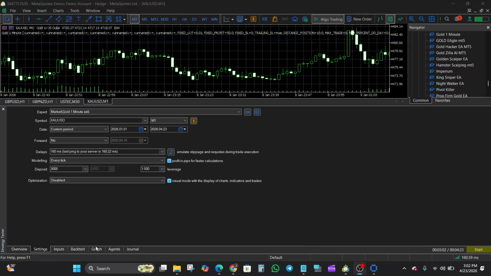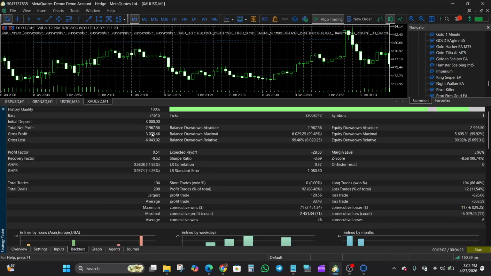So the results are out. And well, this is not very nice. We had a total net profit in the negative. In fact, the account was almost blown. And we can see the total number of trades was 104, 0 short trades, 104 long trades. So all trades were in the direction of the trend, right?